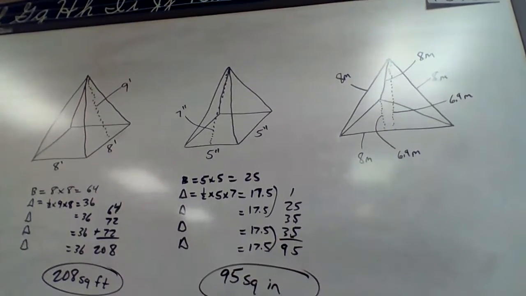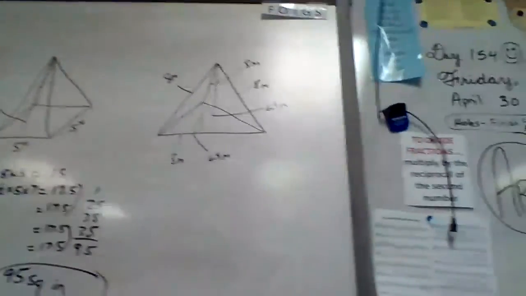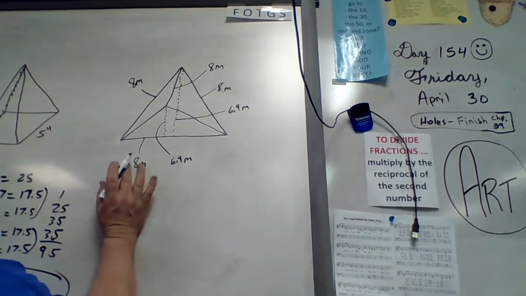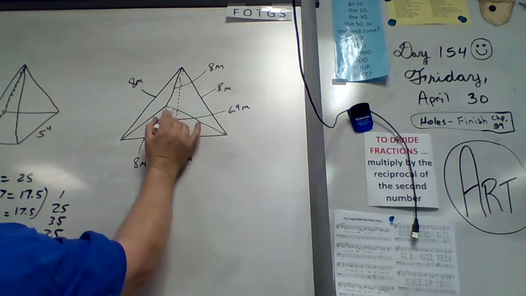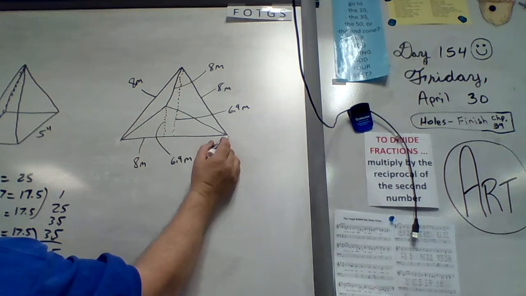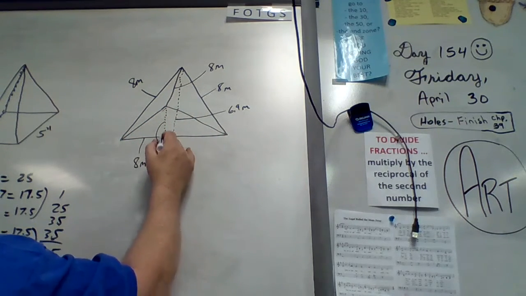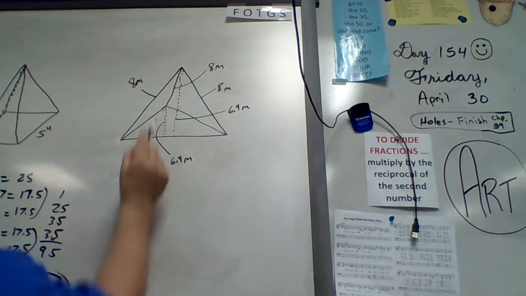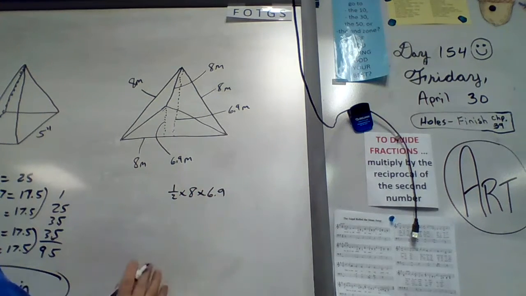Third one's a little bit different because the base is not a square or a rectangle. Instead, the base is a triangle. But let's take a look at this. What are the dimensions of all of our faces? The base, the bottom, the part that it's resting upon, what are its dimensions? It's a triangle with the dimensions of 8 and 6.9. See that? 8, and then the height is 6.9. So I'm going to write 1/2 times 8 times 6.9 for our base.